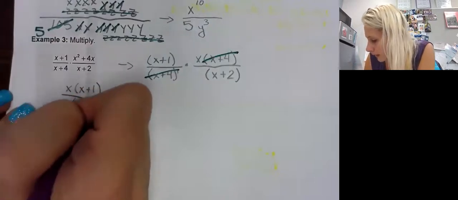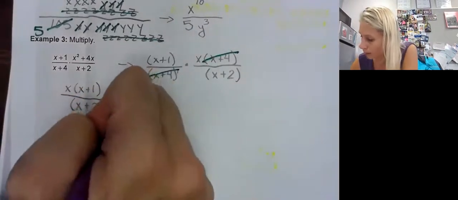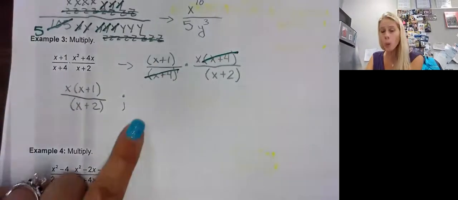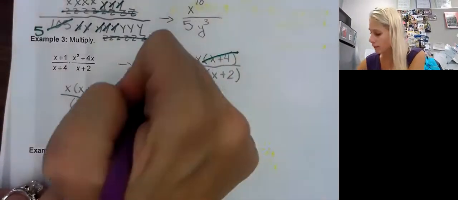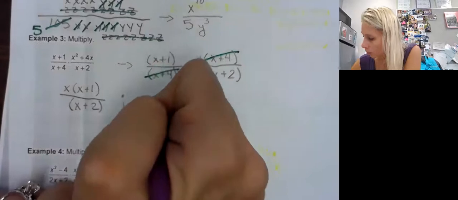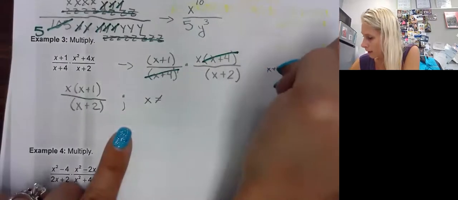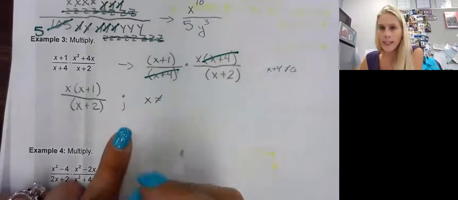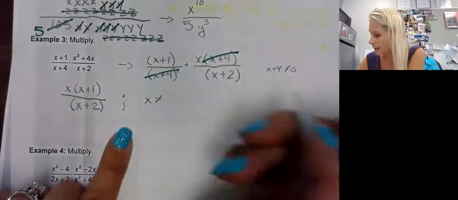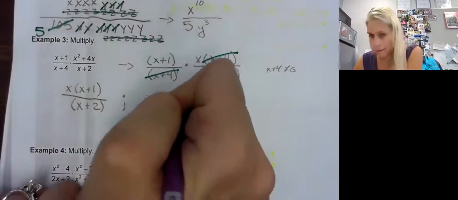We're not quite done yet because remember, we're going to point out something. We're going to point out what we crossed off. And that will tell me what x cannot equal. So on the side, I'm going to say x plus 4 cannot equal 0, and I solve. What makes that equal 0? Negative 4.